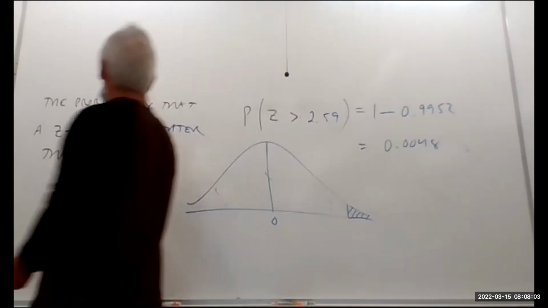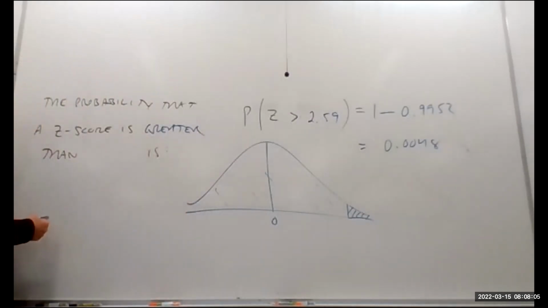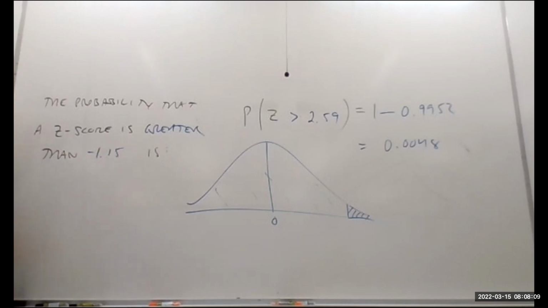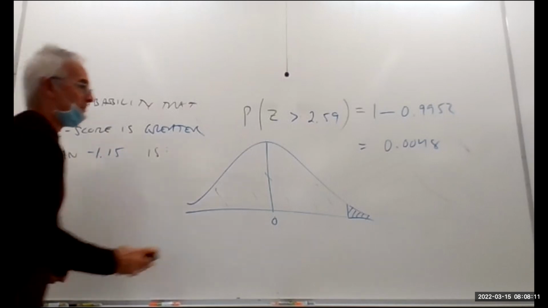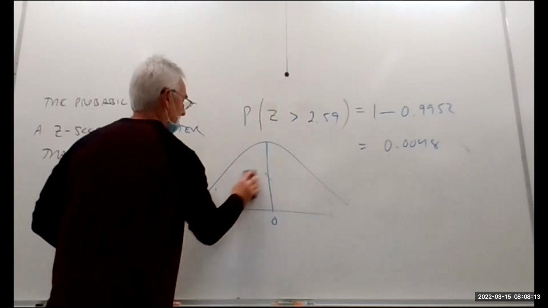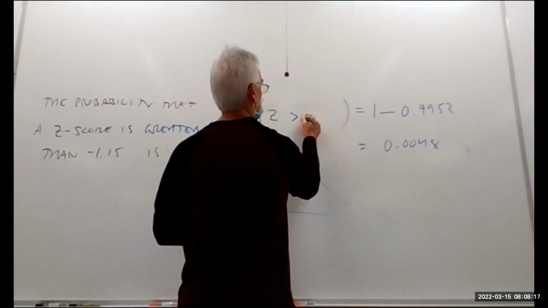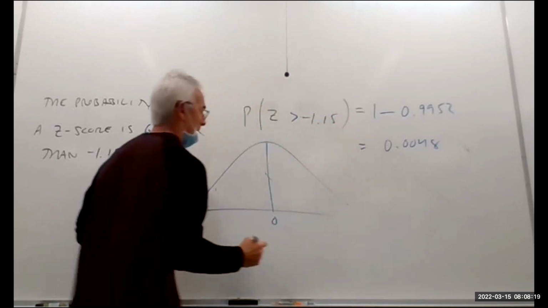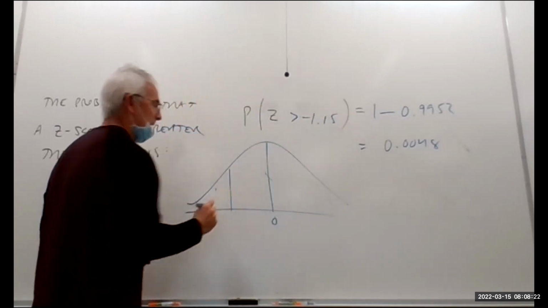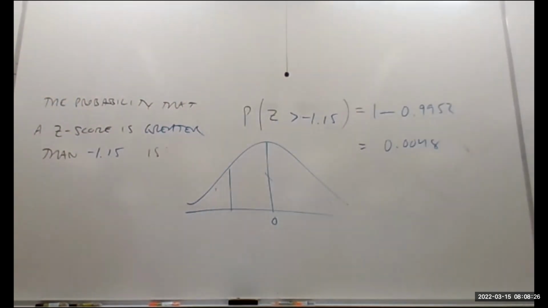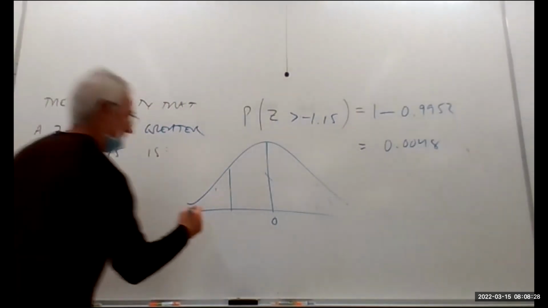Okay, let's do another greater than. Let's say I want to be greater than negative 1.15. So in my picture, negative is over here. By the way, the picture does not have to be perfectly accurate. Just make sure you're on the correct side of zero. That's the way I like to think about it.